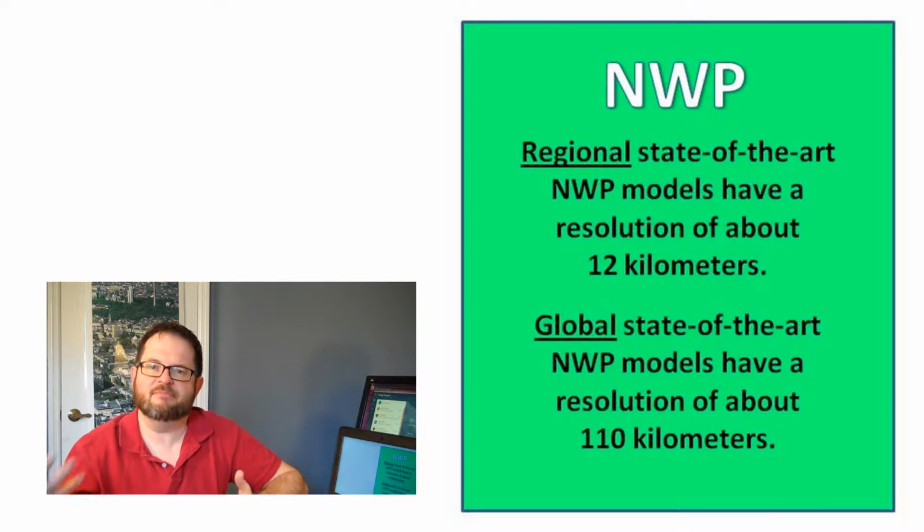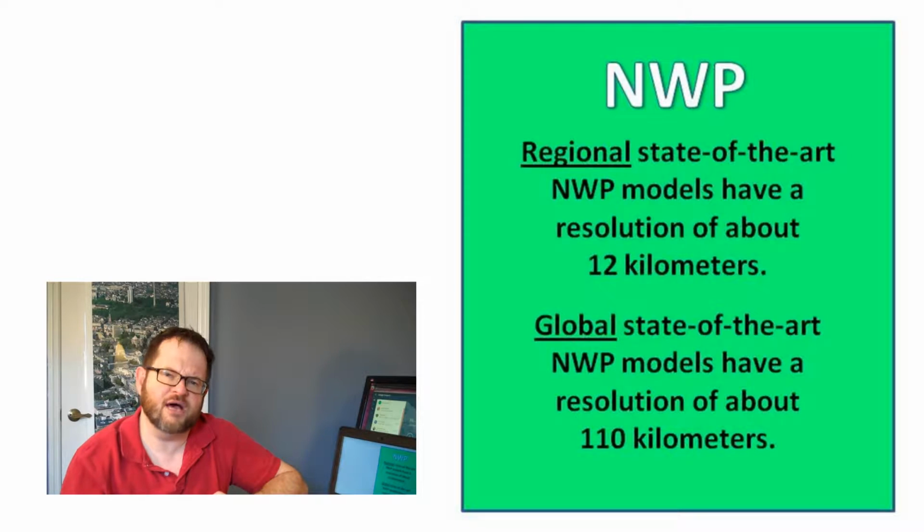But if we just need to know about the climate, and we're going to simulate this way in the future, a lower resolution model, but global, will be a good tool. So, just to give you a sense here, on this slide, NWP stands for numerical weather prediction. Numerical weather prediction models are typically regional, and they typically have a resolution of 12 kilometers, maybe a little bit better as time goes by.